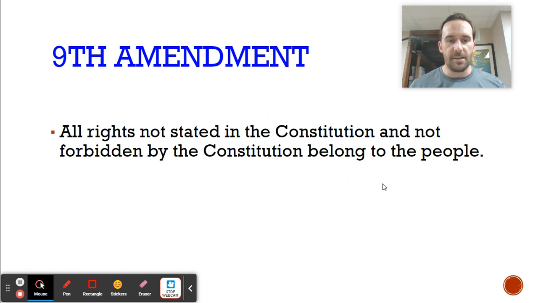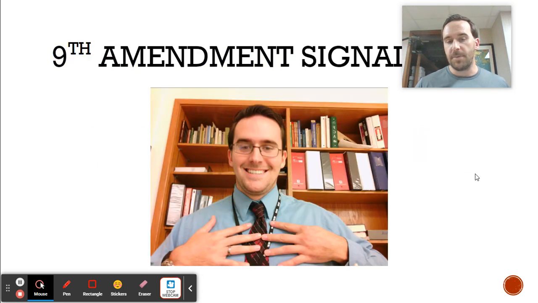Ninth Amendment, we're almost done. Ninth Amendment says that all rights not stated in the Constitution and not forbidden by the Constitution belong to the people. So essentially, it means that you have more rights than what are listed in the Constitution. This is where we get ideas such as the right to privacy. And you can see I'm happy. I've got my 9 fingers on myself because I am happy that I have more rights.